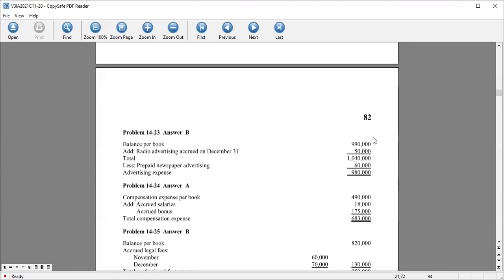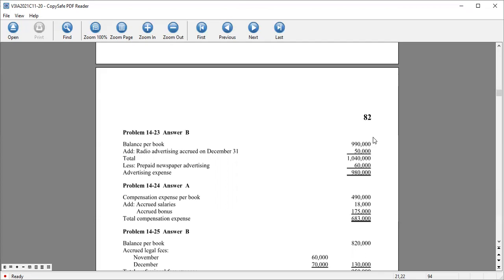So to 990,000, we add radio advertising accrued on December 31, so accrued at year-end for 50,000. So from the total we deduct prepaid newspaper advertising of 60,000. The advertising expense is 980,000, or letter B.